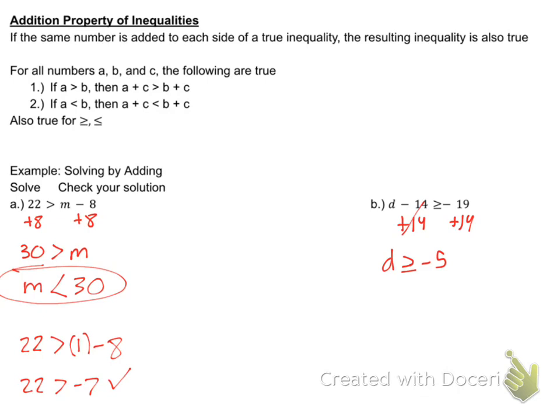So, how do I check it? What's a nice number bigger than negative 5? 1. Oh, 1 will work. What's even nicer than 1? 2. Huh? No, I heard it over there. What? 0. Guys, use 0. 0 makes a lot of things disappear. I like 0. Is 0 greater than or equal to negative 5? Is that true? Check.